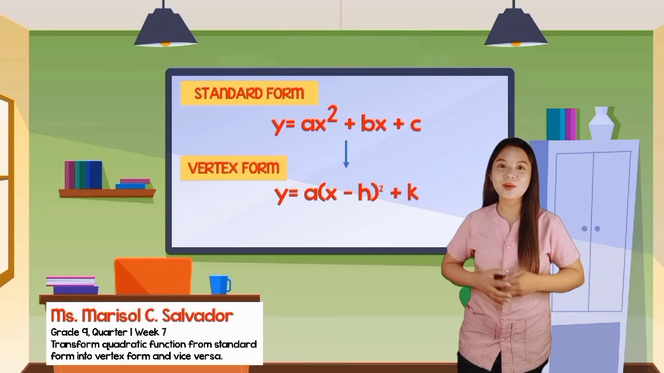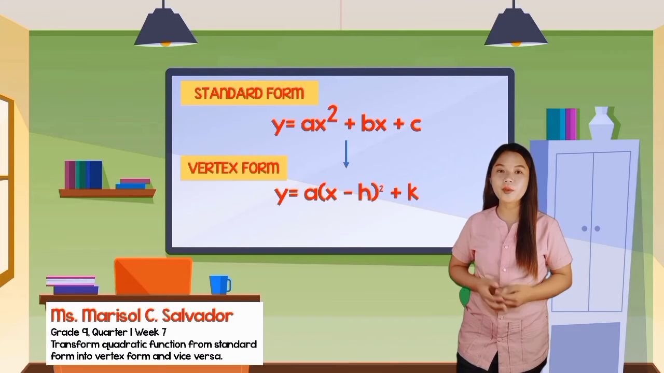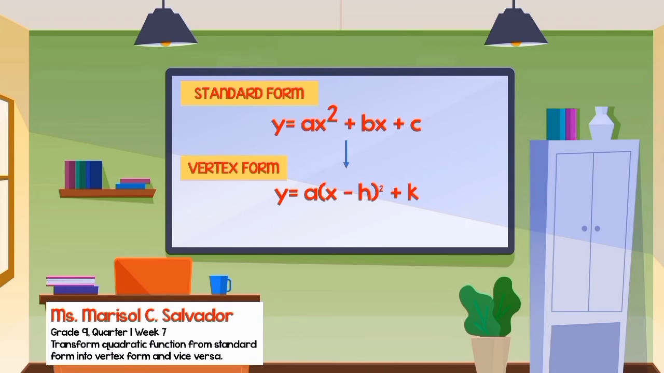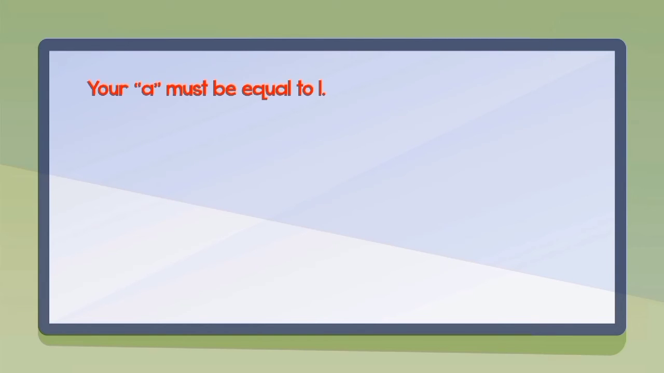So there you go, learners. That is how to transform quadratic functions from standard form into vertex form. What are the important things to keep in mind when transforming quadratic functions from standard form into vertex form? First, your a must be equal to 1. If not, factor out a.